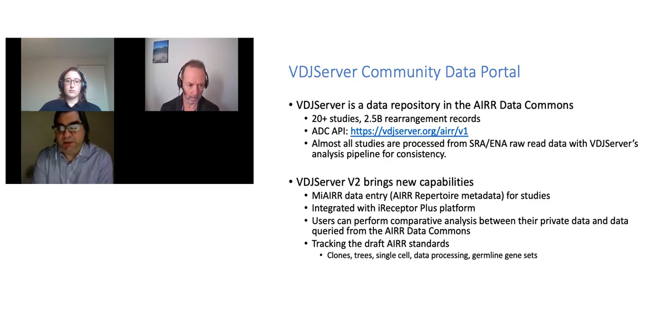But the new thing, and what we've been talking about today in the AIRR Data Commons, is a new feature that we've been adding to VDJ Server as well. Here we're involved in both parts. The first part being actually storing data in a repository. We have a little over 20 studies and about 2.5 billion rearrangement records in our database that you can search through the API.